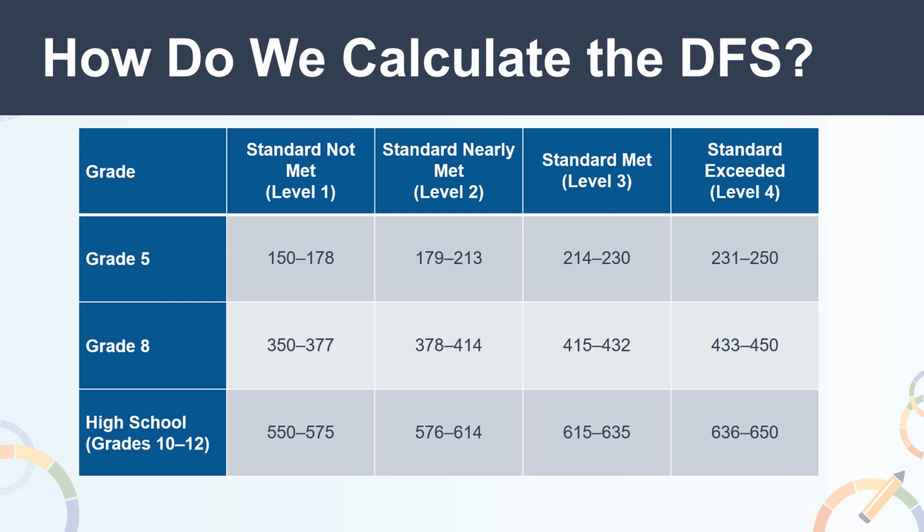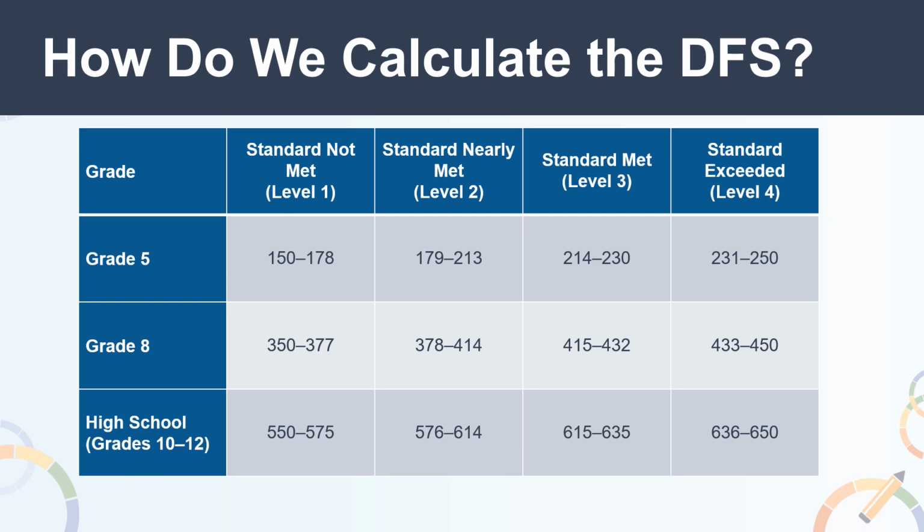The scale score table on this slide shows the performance level descriptions on the top row, which are standard not met, or level 1, standard nearly met, or level 2, standard met, or level 3, and standard exceeded, or level 4. Also tested grade levels are on the first column. Now I will go over the scale score ranges for each grade.